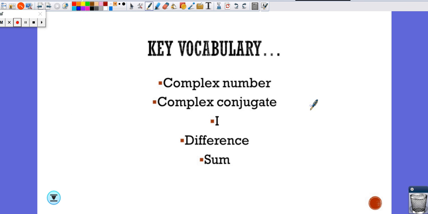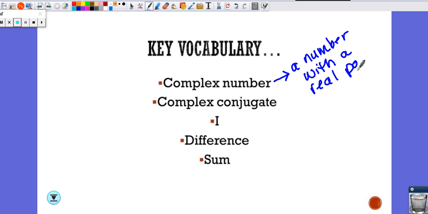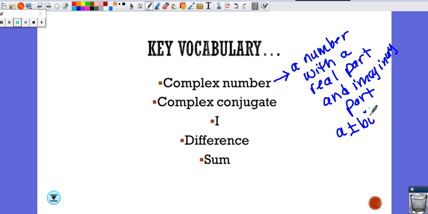These are the key vocabulary words. Make sure you copy them down in your notebook. A complex number is a number with a real part and an imaginary part. And it's normally written in the form a plus or minus bi.